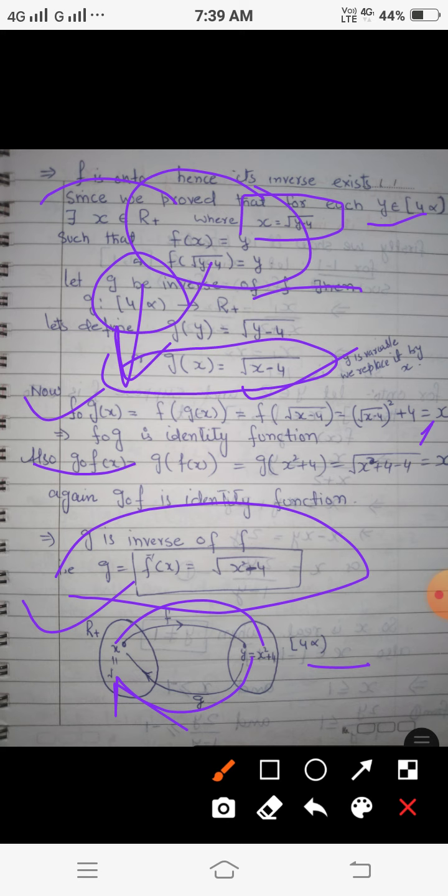So this means you can find the inverse of any function if it exists. In order for it to exist, you simply need to prove whether the given function is bijective or not.